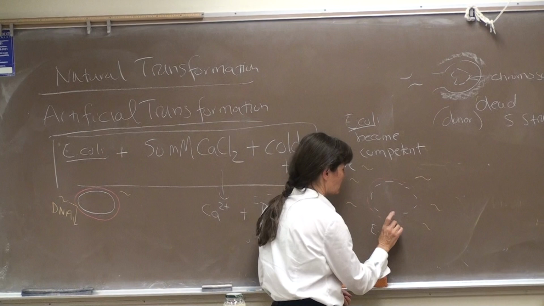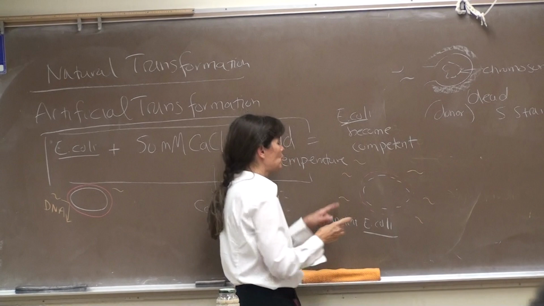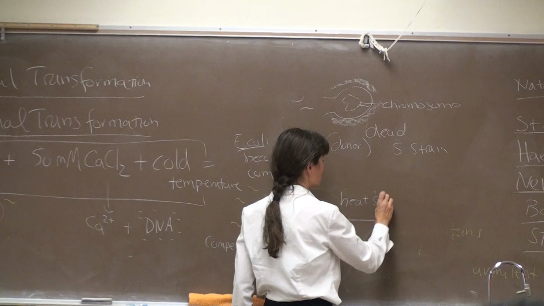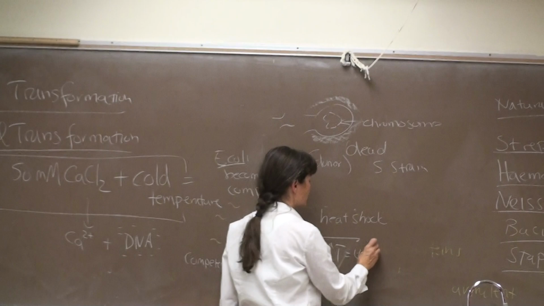Okay, so we have a competent E. coli. Now the question is, how are we going to drive that DNA into our competent E. coli? And what they do is a real simple technique called heat shock. And with heat shock, you simply rapidly increase the temperature. In our lab experiment, we increase the temperature from room temperature to about 42 degrees Celsius.